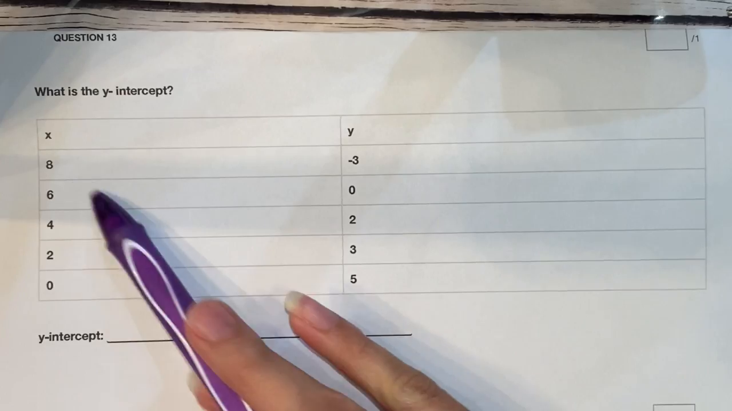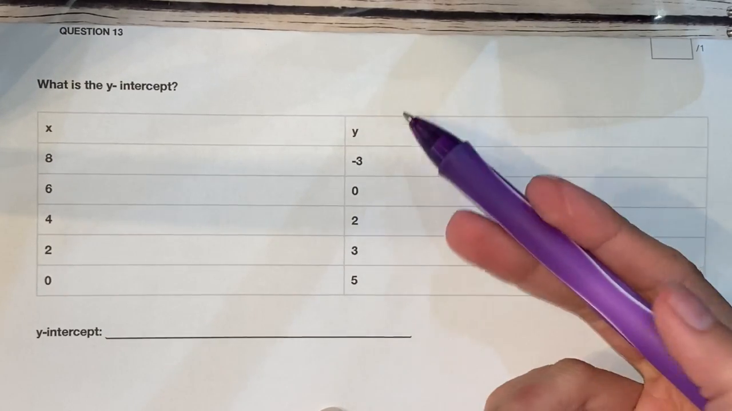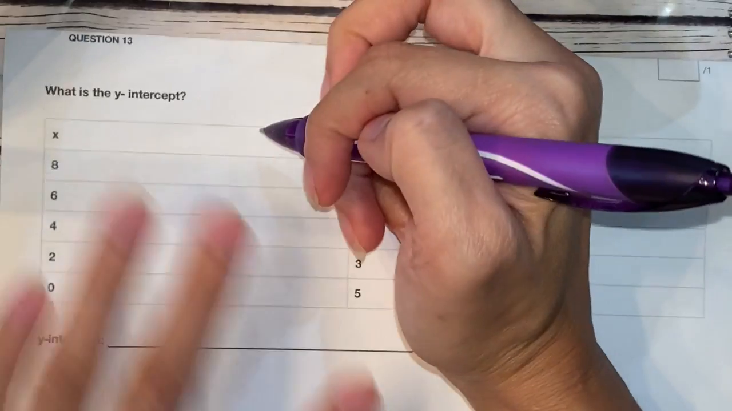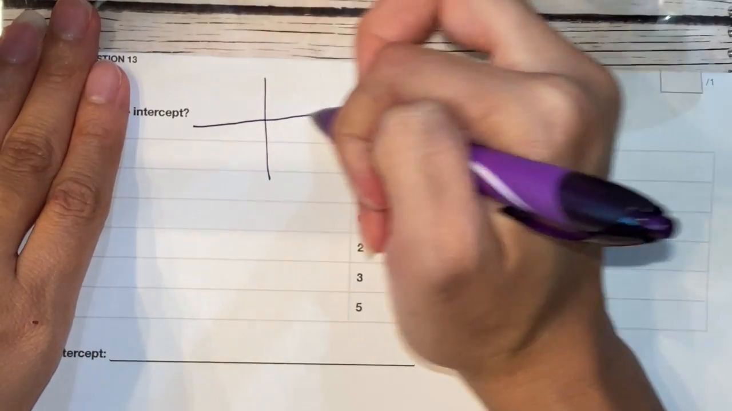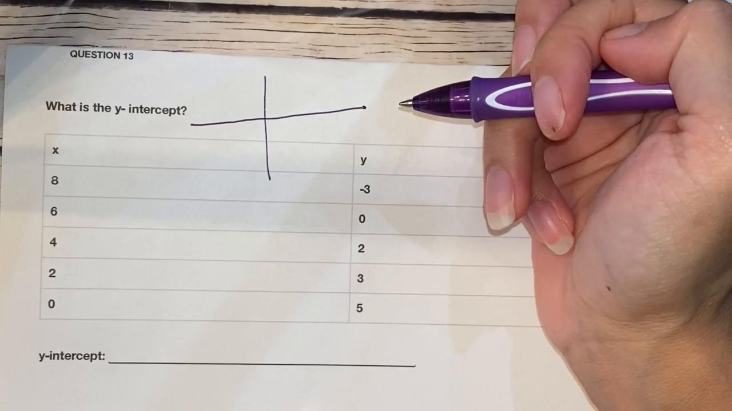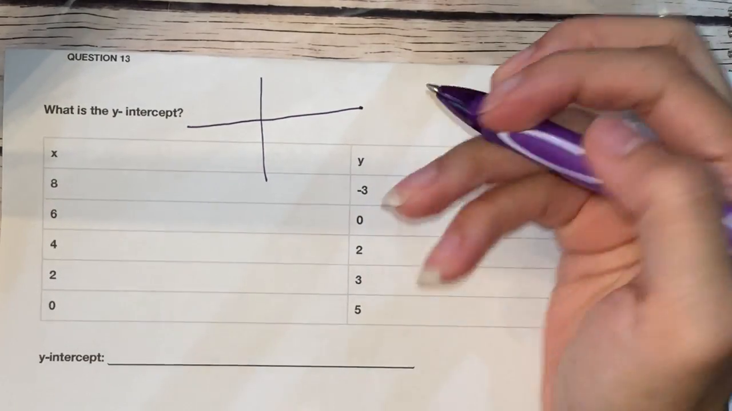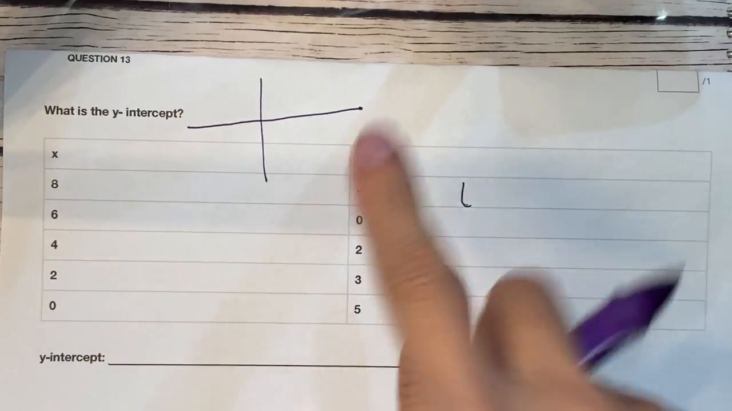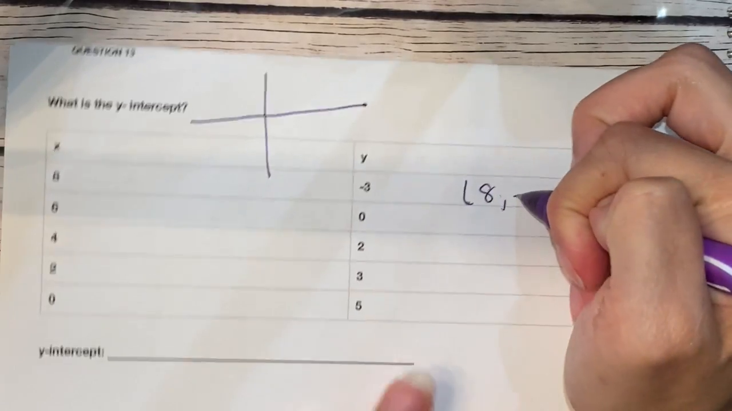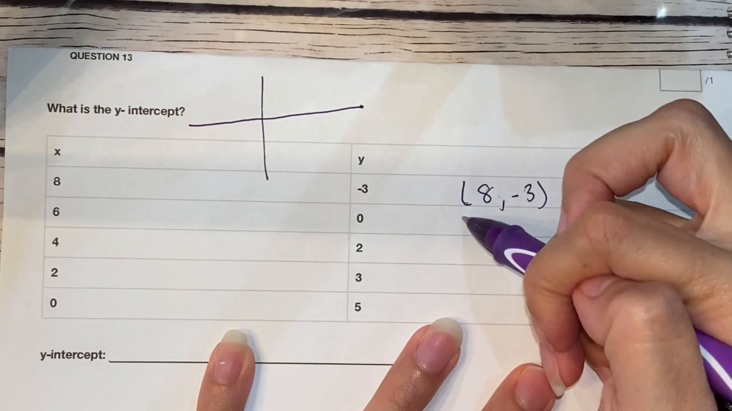What is the y-intercept of this table? Remember, my y-intercept is where the line crosses the y-axis. So there are different ways that you can do this. You can either graph this, or if you know your points well enough, you can just look at your points. Like I know this is 8, -3. I know this is 6, 0.